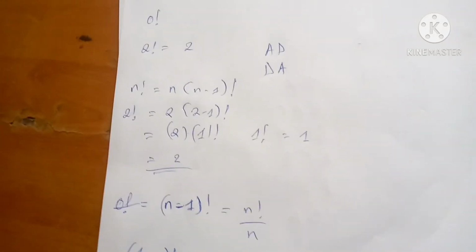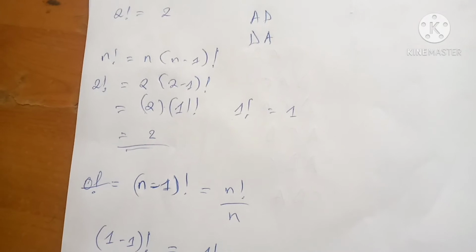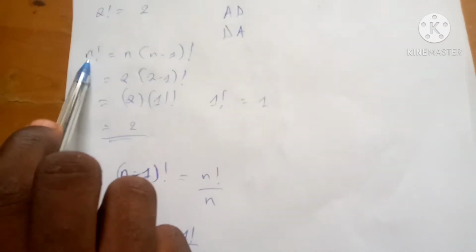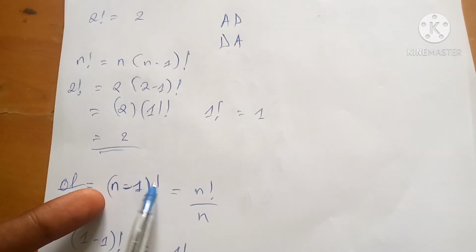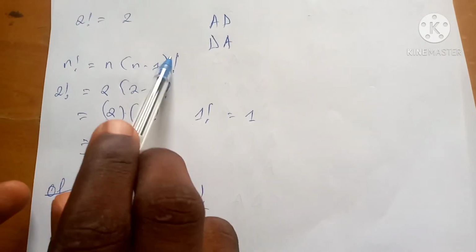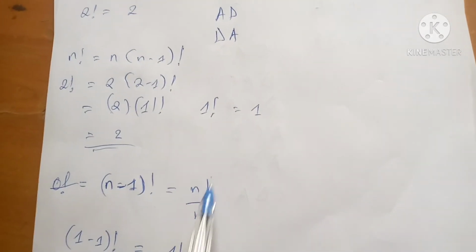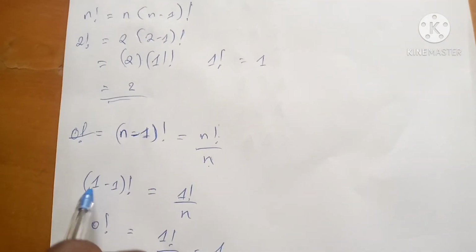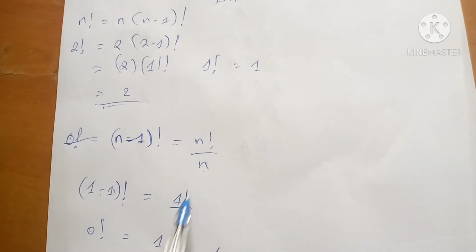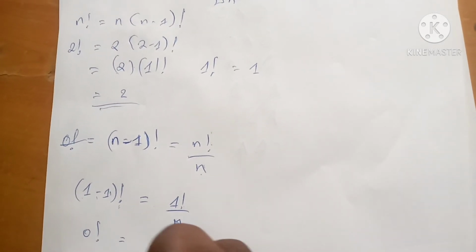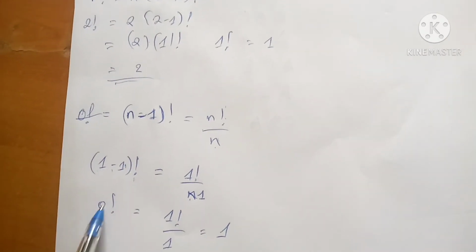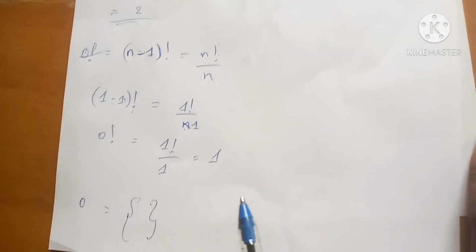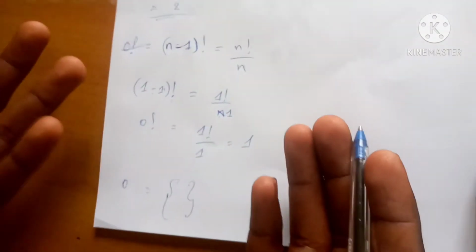So now let's go to our concept, our reason for having a video like this one: 0 factorial. For 0 factorial, we are not going to use this formula. We are going to use this formula, (n minus 1) factorial. We just make (n minus 1) factorial the subject of the formula, so we are going to have n factorial all over n. So we consider our n here to be 1. It means (1 minus 1) factorial is equal to 1 factorial all over 1. So we are going to have 1 minus 1 is 0, so 0 factorial is equal to 1 factorial all over 1, which is equal to 1. Mathematically, this shows that 0 factorial is equal to 1.